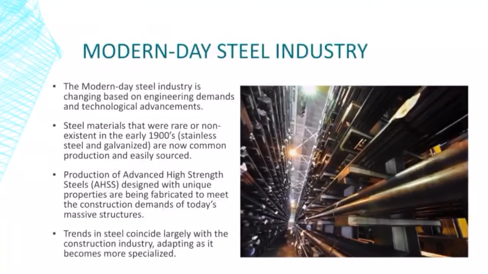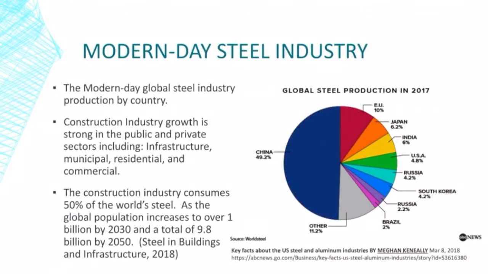The modern-day steel industry is changing based on engineering demands and technological advancements. Steel materials that were rare or non-existent in the early 1900s, such as stainless steel and galvanized, are now common production and easily sourced. Production of advanced high-strength steels, designed with unique properties, are being fabricated today to meet the construction demands of these massive structures. Trends in steel coincide largely with the construction industry, adapting as it becomes necessary.